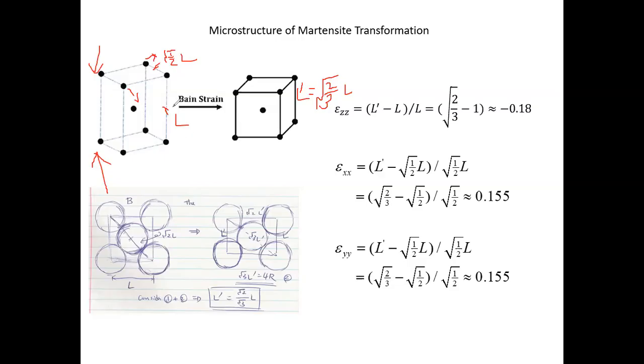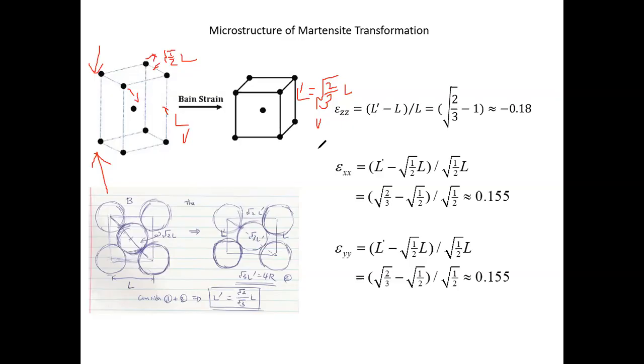Okay, so how much do we need to compress? What is the original length before the compression? L, right? Because this is the height direction. Now I'm talking about compression along this vertical direction. What is the height after the compression? This guy, right? Now, how much do I have to compress in the Z direction, in the vertical direction, in terms of a strain?